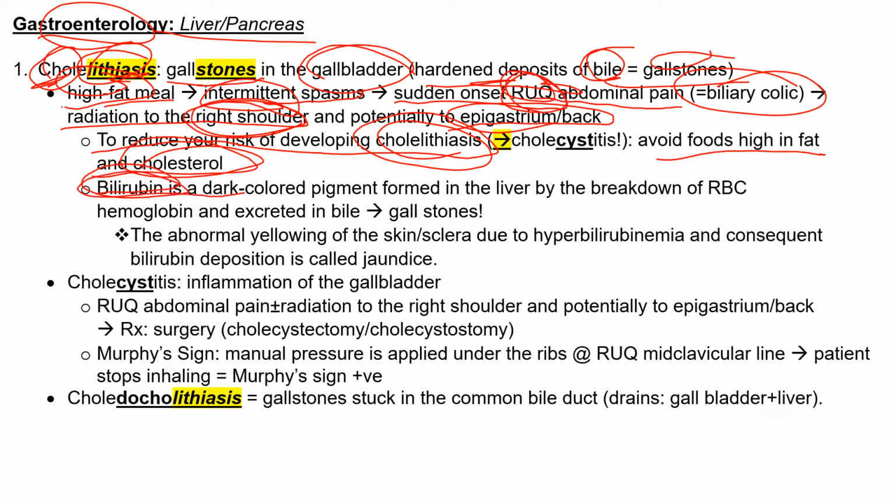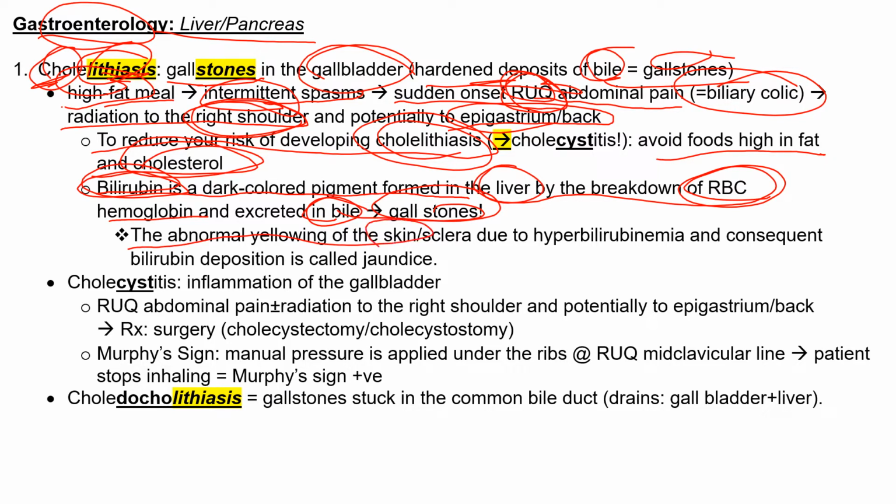Bilirubin is a dark colored pigment that the liver forms by breaking down RBCs. RBC hemoglobin is broken down and excreted in bile. So this too can cause gallstones. So it's not just food, it's also breakdown of blood. Hemolysis can be a cause for gallstones.